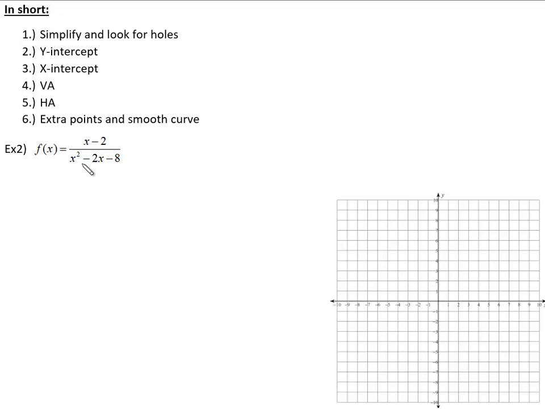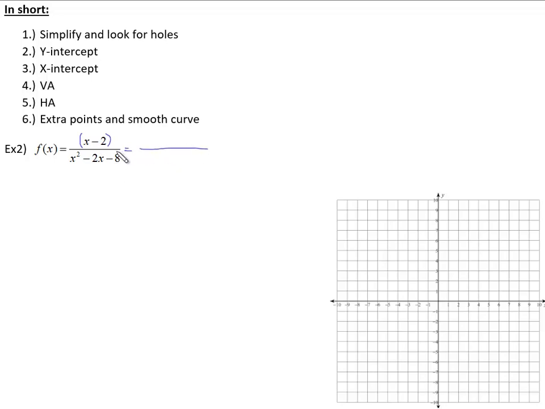Okay, let's take a look at our next one. So same idea, I just listed them up here again, give myself a graph. So let's take a look at this one. First thing I want to do is try to simplify and look for holes. I see the bottom's a quadratic. The top I really can't do anything with, but let's try to factor the bottom.